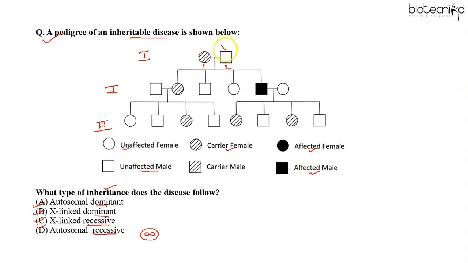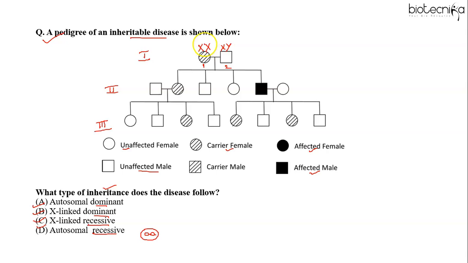As we know, males have the genotype XY and females have 2 X chromosomes. The point is whether it's autosomal dominant, X-linked dominant, X-linked recessive, or autosomal recessive. From the pedigree analysis, one thing is clear: it is not an autosomal dominant or recessive disease. It could be X-linked dominant or X-linked recessive.